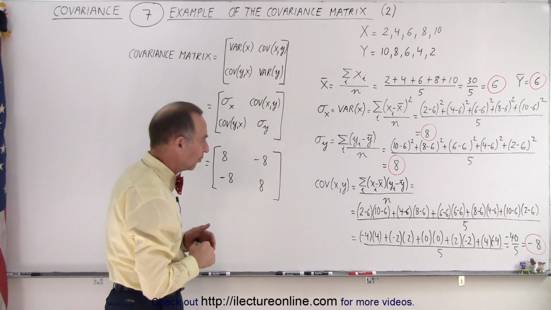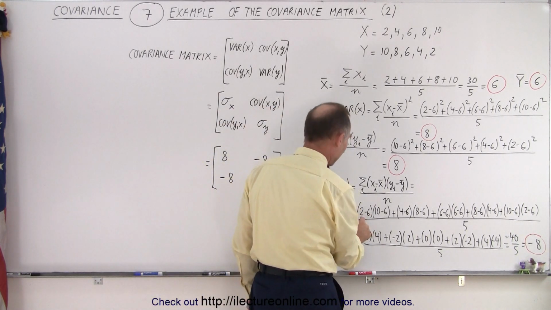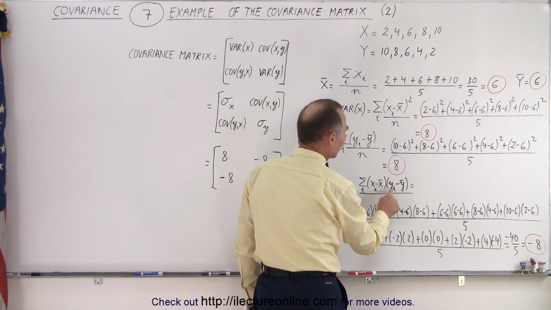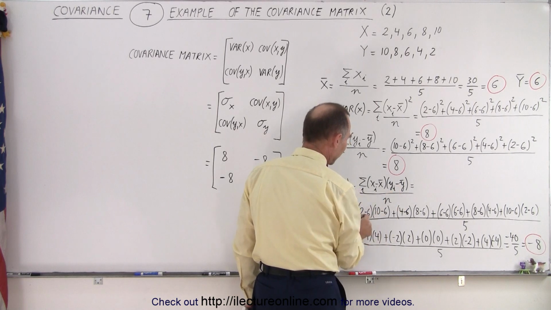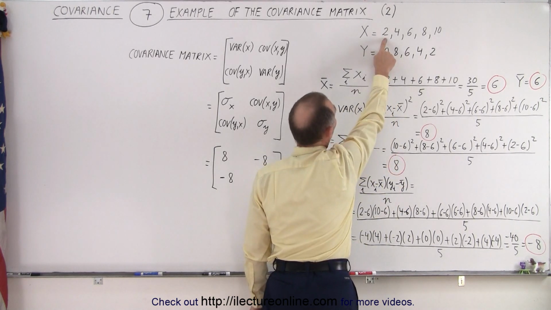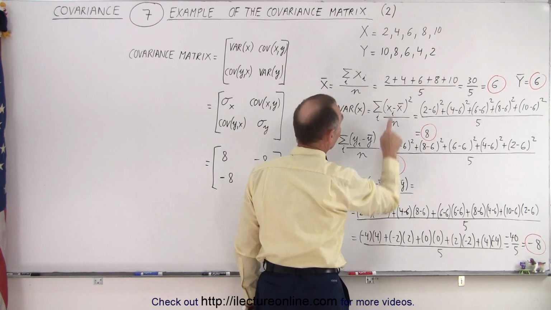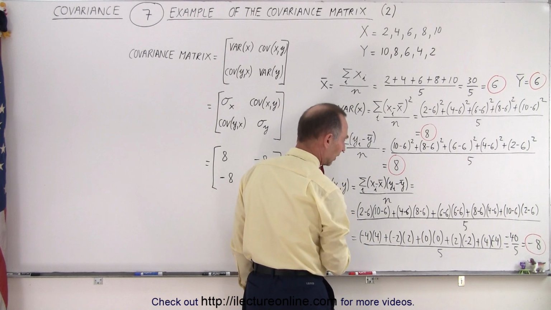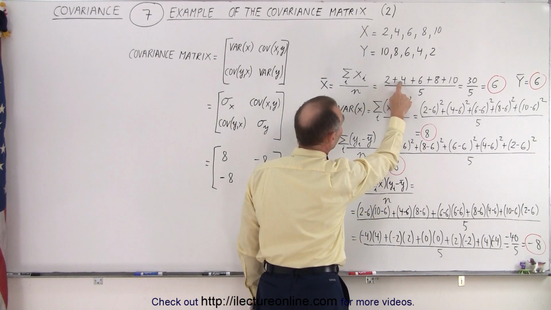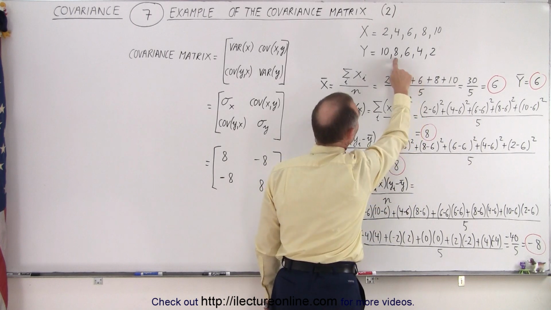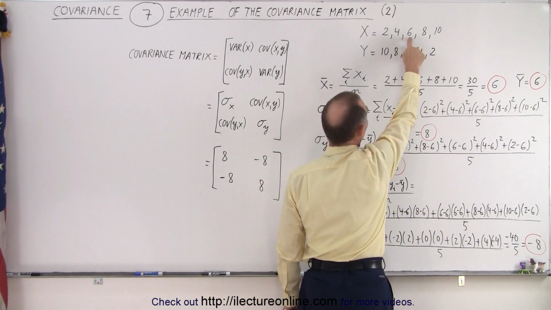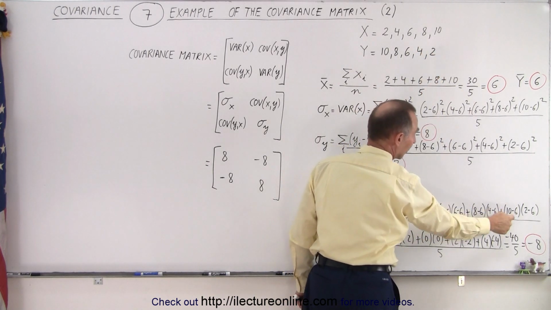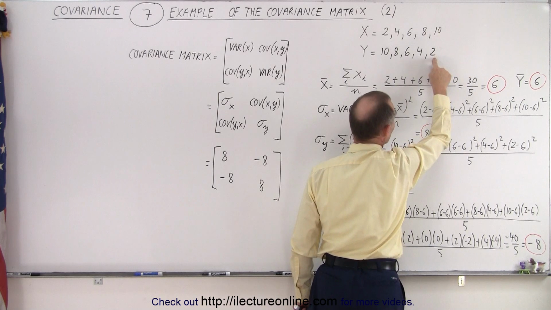But what about the covariance? Well, notice that here we have the first element minus the average, and we multiply that times the first element of the Y data set minus the average, so we get 2 minus 6, 2 minus the average 6, and we multiply that times 10 minus the average 6. Then we have the second element, 4 minus 6, and here we get 8 minus 6. The next one will be 6 minus 6 and 6 minus 6. The next one will be 8 minus 6 times 4 minus 6. The next will be 10 minus 6 times 2 minus 6.